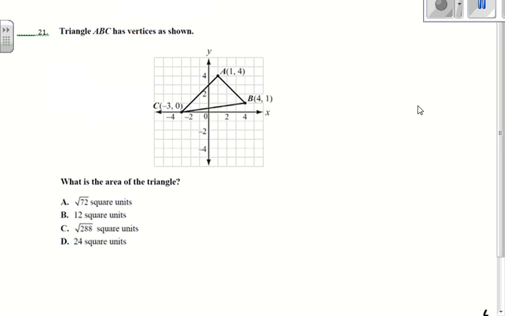Okay, this is the last little set of problems, starting with number 21. The triangle has vertices shown. What's the area of the triangle? There are a couple of ways to do this. The thing that is a little bit hard, well, there are two ways to do it.